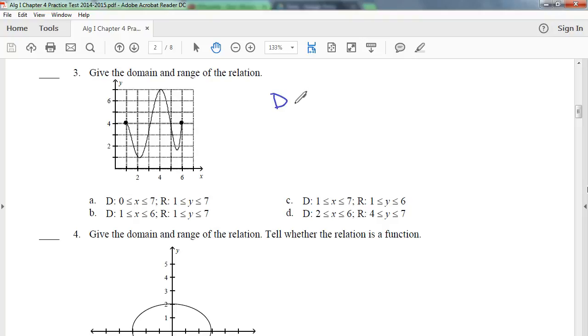So the domain is the x values. We need to determine what the lowest x value is and what the highest x value is. And if we look at this graph, it looks like our lowest x value is right here, and that would be 1. And the highest x value is up here, and that is 6. So we would put x between those numbers and less than or equal to, since those are closed dots. There's actually only one answer choice that offers that, and that is choice B.